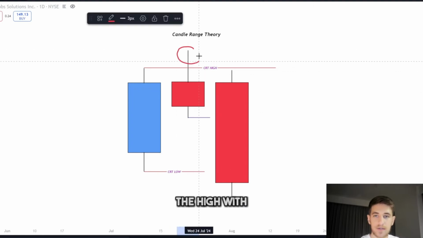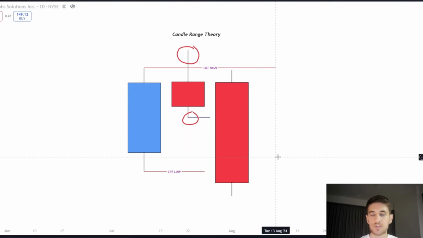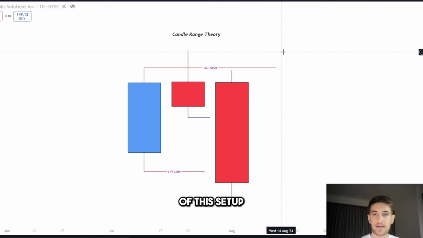We first need to take out the high with the wick. We then need price to break under the low of this middle candle, and once that happens, we drop down to a lower time frame and take an entry. So let's take a look at some real examples of this setup in the live markets.